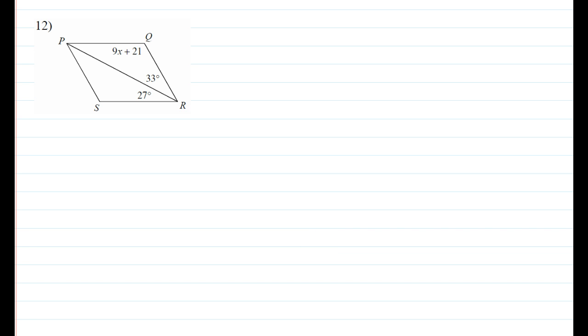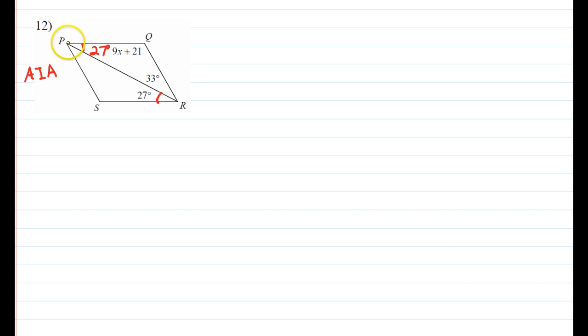All right, number 12. What we want to see here is that we have our parallel lines, here we have our diagonal, and so that means that this angle here is going to be congruent to this angle here. And remember, we call that alternate interior angles. Sometimes I abbreviate it as AIA, alternate interior angles. So we know that this angle right here is 27 degrees.